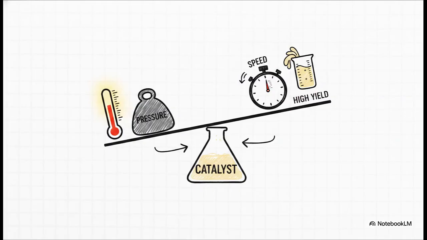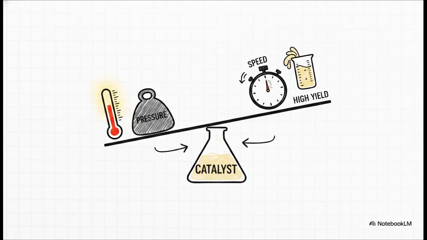Now, this entire chamber relies on a literal chemical balancing act. To get the absolute maximum amount of sulfur VI oxide, the engineers kind of have to play this game of compromise. See, the chemical reaction that forms this gas is exothermic, meaning it releases heat. And according to the rules of chemical equilibrium, if you want more product from an exothermic reaction, you should actually lower the temperature. But if the temperature is too low, the reaction happens at a snail's pace, and the factory would literally go bankrupt waiting for it.